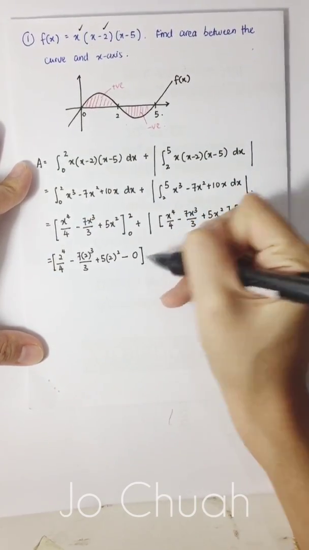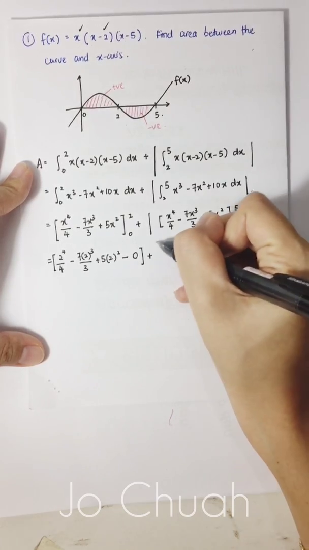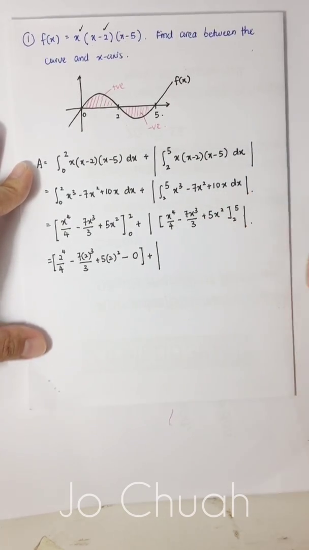Be careful, it's not going to be 0 for all the cases, because let's say e to the power of 0 is 1. Here it's the same thing.